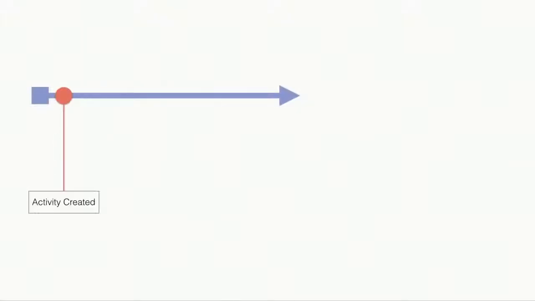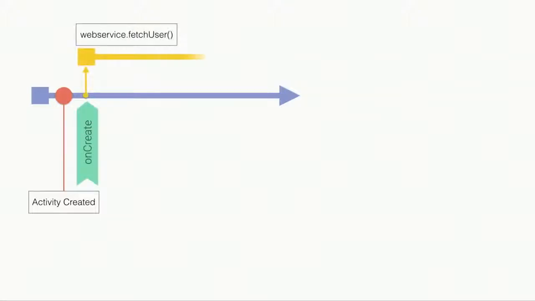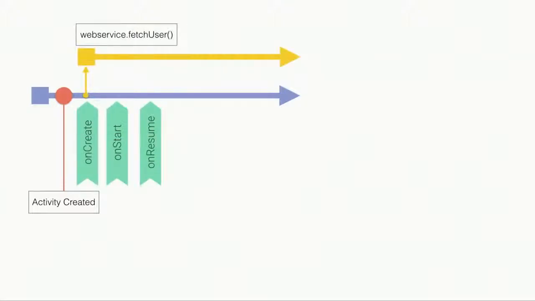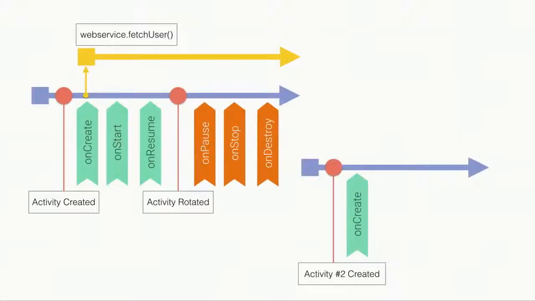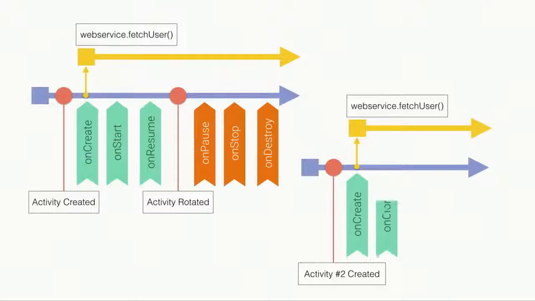Let's look at the lifecycle graph again. The activity is created. It says, OK, fetch the user. And then while you're fetching, the user decides, oh, I want to rotate the phone. And then that activity is destroyed. Luckily, we don't leak it, which is great. But then the new activity starts, which makes this new call.